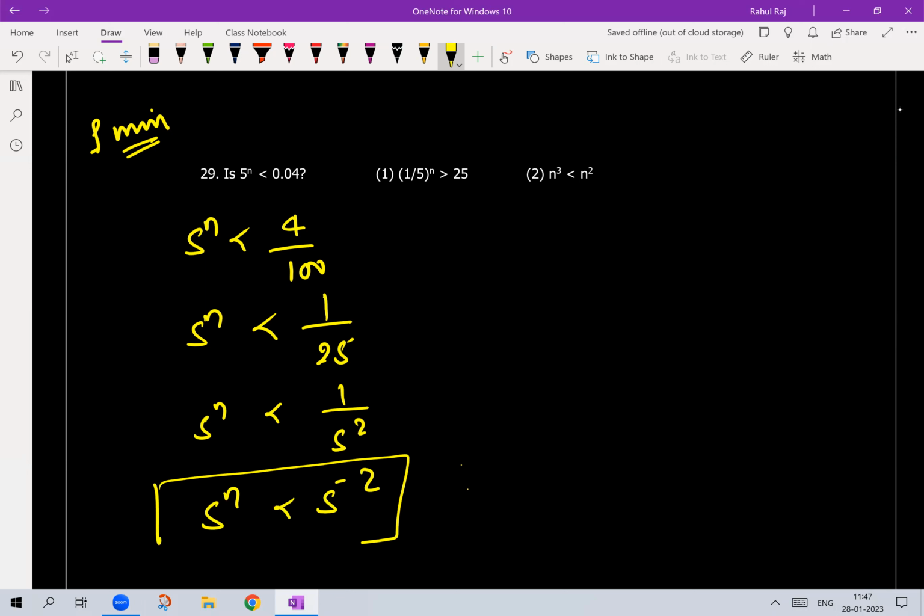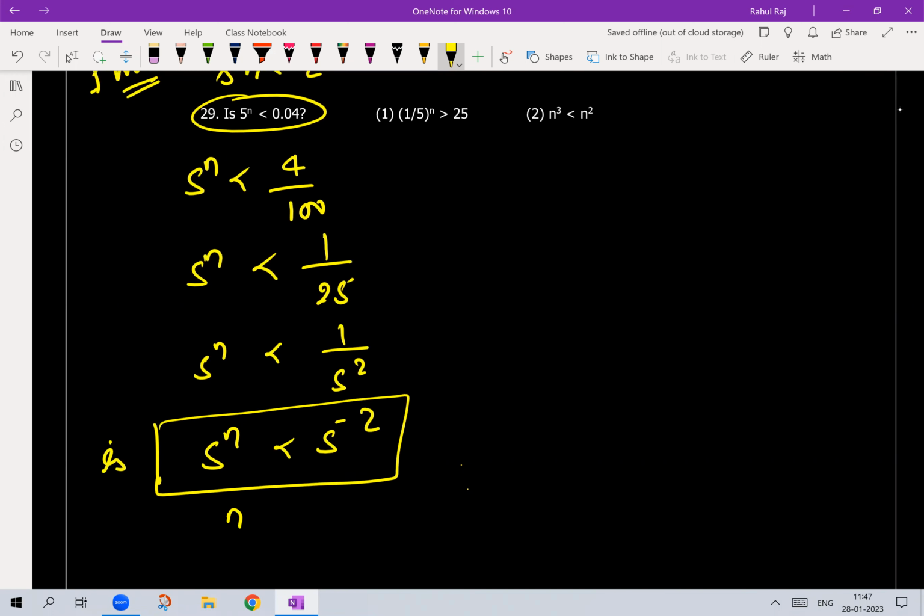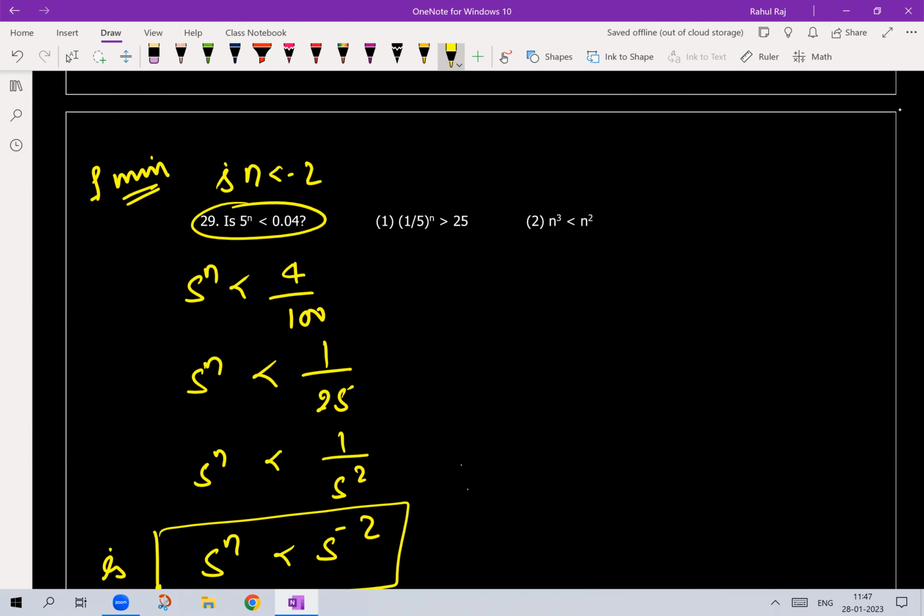Now see here. When is this condition possible? Only when n is less than negative 2, right? My question changes to: is n less than negative 2? When I factorize it, I get that 5 to the power n is less than 5 to the power negative 2. This condition is only possible when n is less than negative 2. If I prove this, this is by default taken care of. So my question is: is n less than negative 2?